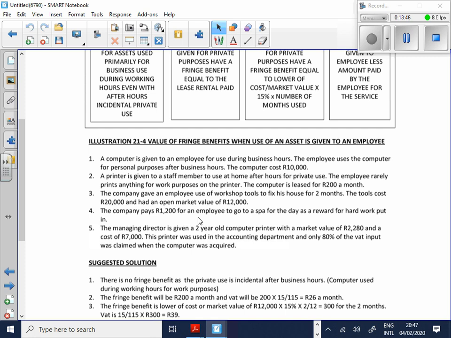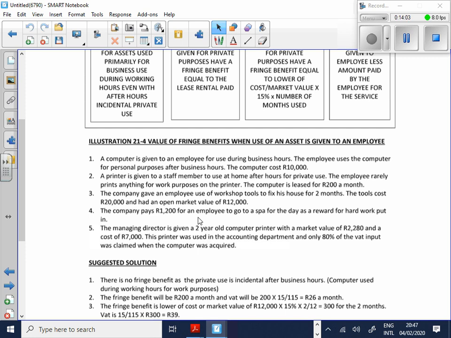Happy. And then the managing director, the company pays 1,200 for an employee to go to the spa for a day as a reward for hard work put in. 1,200 goes in times 15 over 115.